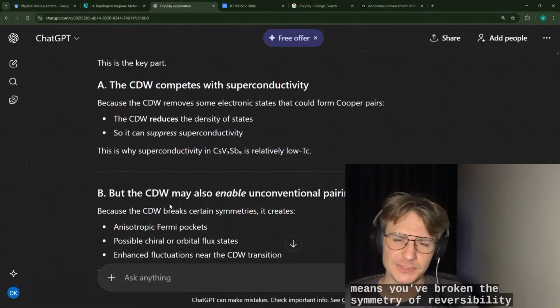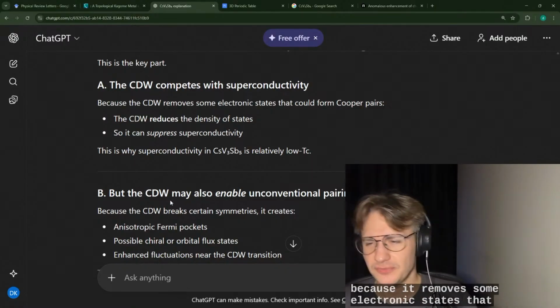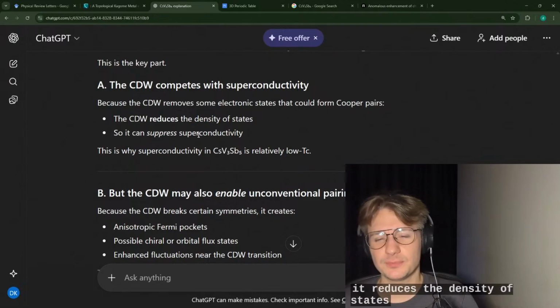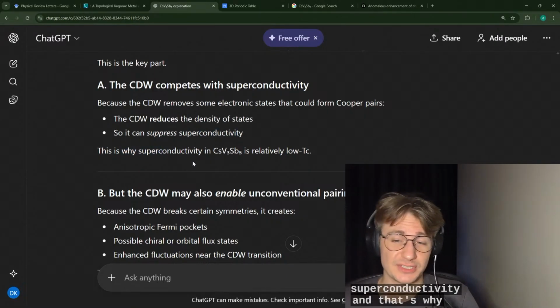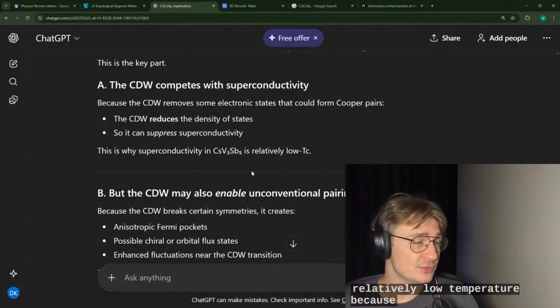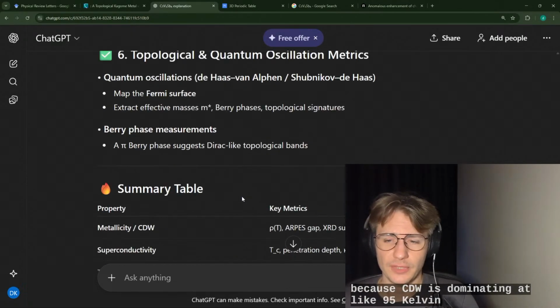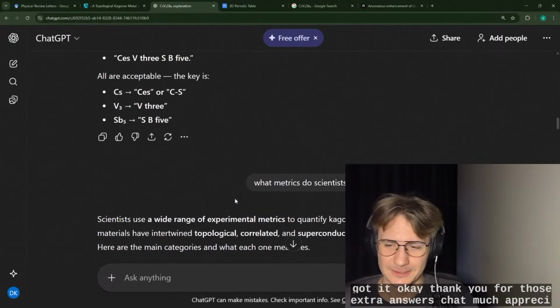It competes with superconductivity because it removes some electronic states that could form Cooper pairs. It reduces the density of states, so it can suppress superconductivity. And that's why superconductivity is relatively low temperature, because CDW is dominating at like 95 Kelvin. Got it. Okay, thank you for those extra answers, Chad. Much appreciated.